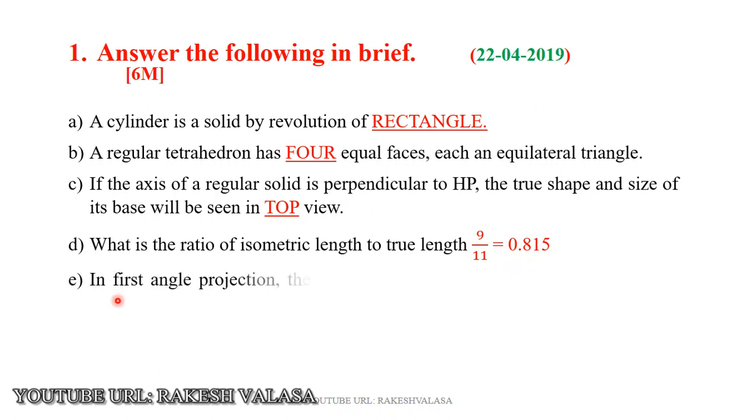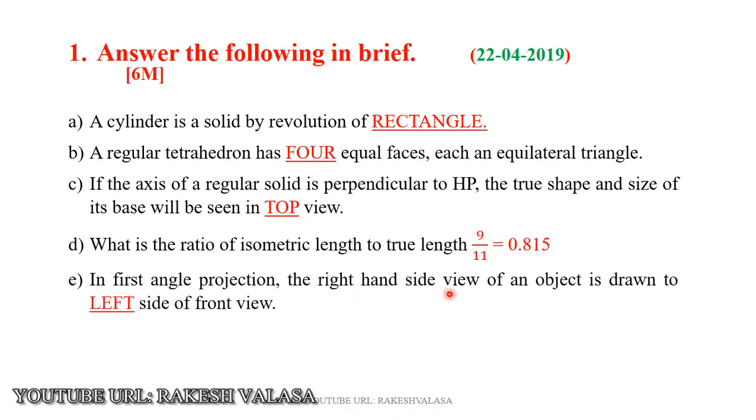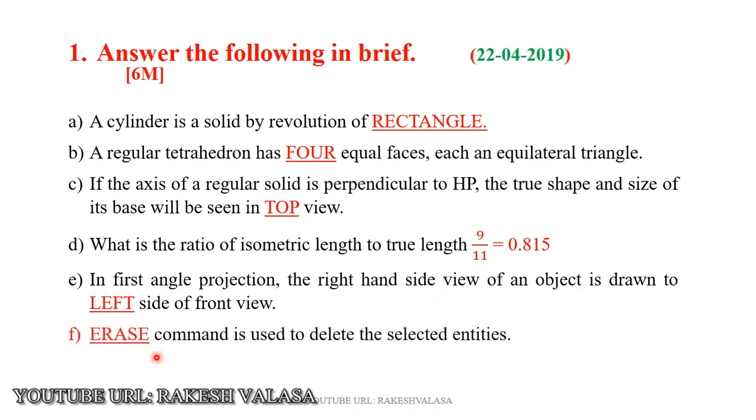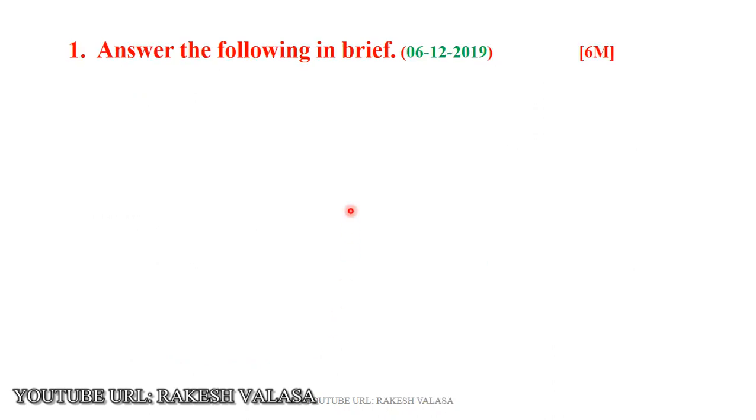Question number E. In first angle projection, the right hand side view of an object is drawn to the left side of the front view. Question number F. The Erase command is used to delete the selected entities in AutoCAD software. See the next question paper. This question paper was also conducted in 2019.